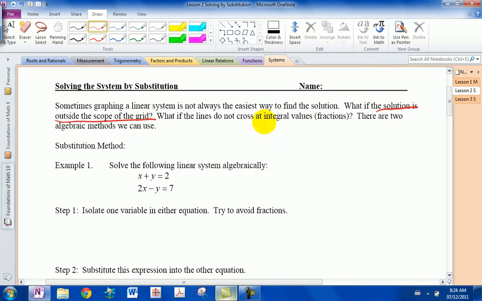Also, maybe they don't cross at integral values. So they don't cross right in the corner of a grid. So we're not going to have whole numbers. So we might have some fractions. Don't give me decimals, I want fractions.